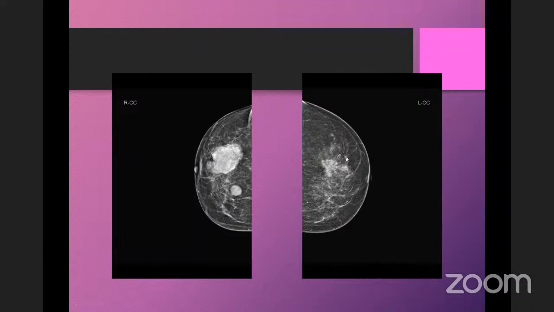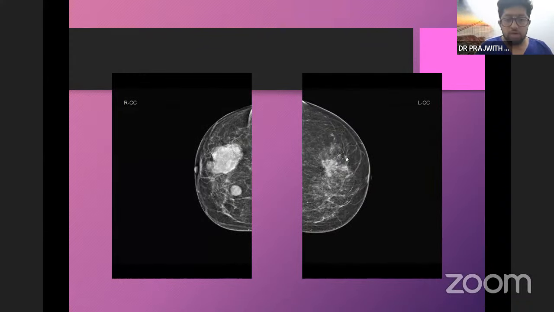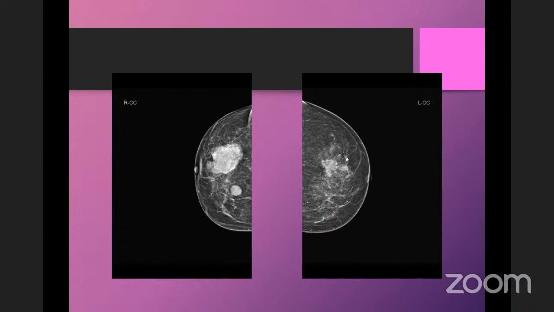Okay, Prajwith. Abhiksha, I have given you craniocaudal view and mediolateral oblique view. Now, how will you interpret this image, and what are your conclusions? You just try to interpret whatever you can. Sir, in the craniocaudal view, in the right side of the breast, it is showing a high density mass lesion. Two lesions, one is big and another is small.